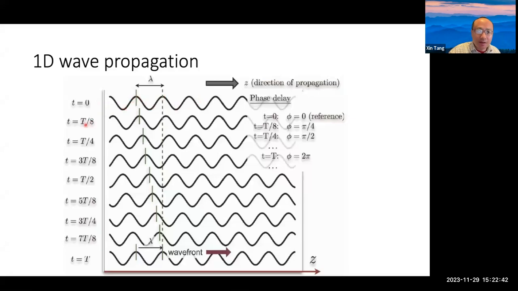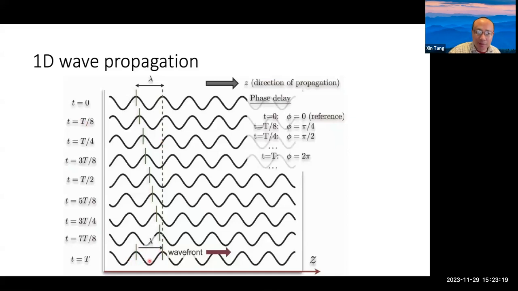Okay, and then if you go to t divided by 8, an eighth of the period, then this wave moves rightwards, right? Moves this distance. So you see that from this peak to this peak. And then as time progresses, it moves more, like here, more, like here, up to here. When t equals the period, it has passed through one lambda distance.